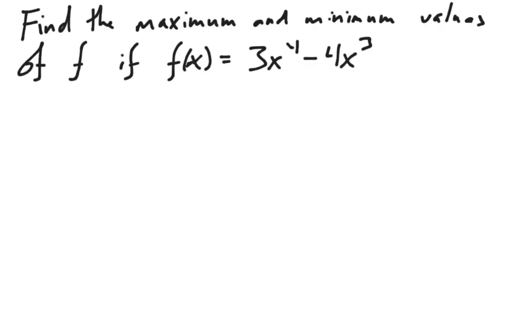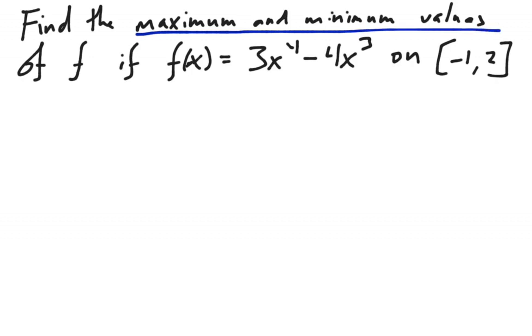We're going to look at a slightly more difficult example now, and this example will show how critical numbers don't need to be extrema. So we need to find the maximum and minimum values of f if f of x equals 3x to the fourth minus 4x cubed on the interval -1 to 2. When you see this language, find the maximum and minimum values, oftentimes the word absolute won't be explicitly stated. This means absolute. And because we're finding the absolute maxes and mins, we need to use the candidates test.